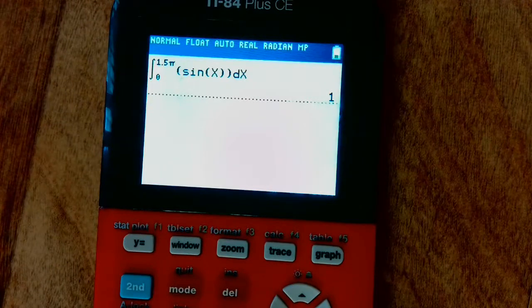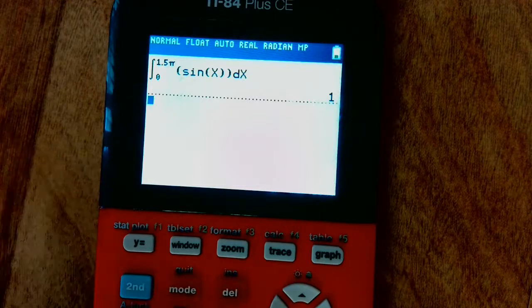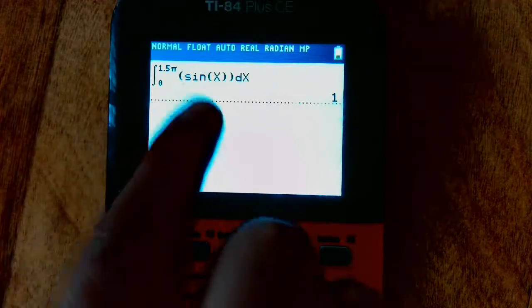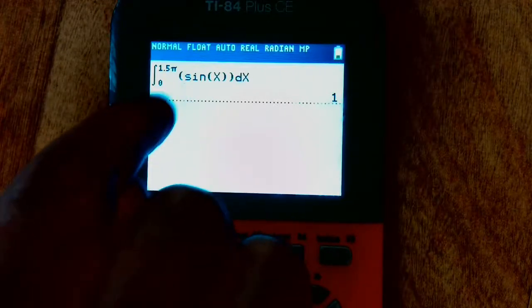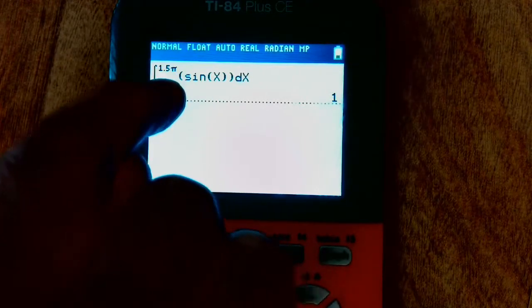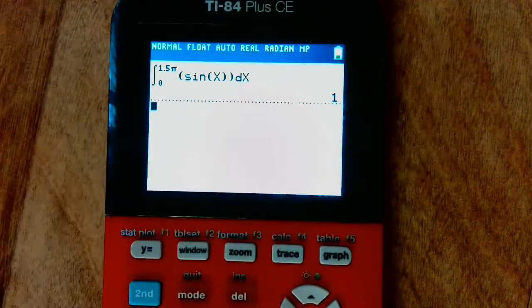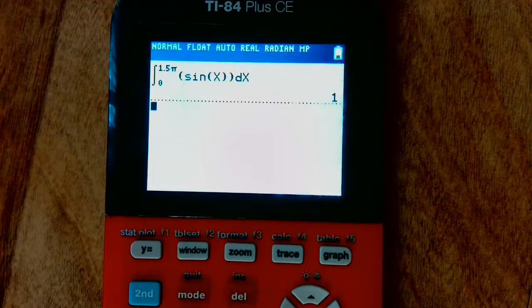I don't have my TI-83 with me right now. I'm thinking it might still be at North Central, so I'm not going to have that for the next several weeks. But give that a try if you have a TI-83. If it doesn't work, it might go sine of x, comma, 0, comma, 1.5 pi, comma, x. I'm pretty sure that the x is the second thing you put, but if that doesn't work, try putting it at the end.